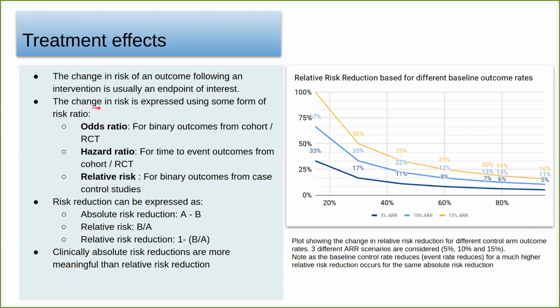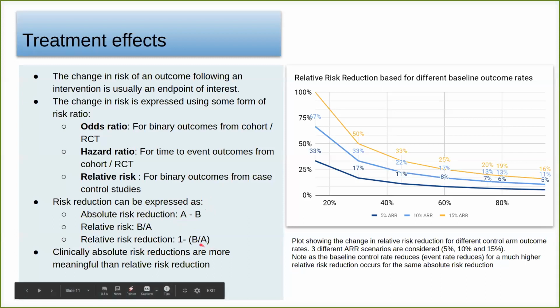Now, the change in the risk that is usually seen in randomized controlled trials is usually presented as a risk ratio. This will be an odds ratio when you have binary outcomes, say for example a cohort study or a randomized controlled trial, where the outcome may be things like pathological complete response rate. Hazard ratios are typically used when you have time to event endpoints. Relative risks are used for binary endpoints when there are studies from the case control study. And the risk reduction can be basically described in terms of an absolute risk reduction, which is basically a subtraction of the risk, and a relative risk reduction, which is 1 minus the relative risk.